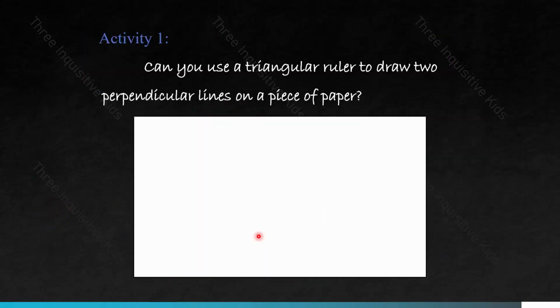Activity 1. Can you use a triangular ruler to draw two perpendicular lines on a piece of paper? Now, you may have a triangular ruler next to you, you may not. When we are looking at geometry problems especially, it's really helpful to have a ruler nearby or a calculator in case we have something to do with that in our lesson. If you don't, it's fine. All you have to do is learn the skill.